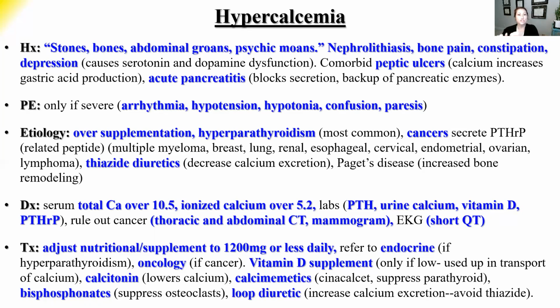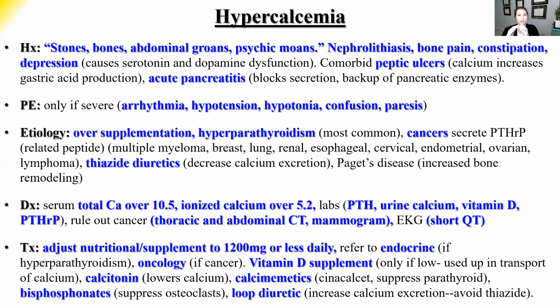First thing we want to do is adjust their nutritional supplement or their dietary intake to less than 1,200 milligrams a day. This is definitely where you want to get your endocrinologist involved if it's hyperparathyroidism, oncology if it's cancer related. You want to supplement their vitamin D at a very low level, so only if it's low, because if you supplement a high level of vitamin D and they already have a high level of calcium, you'll make their calcium go even higher.